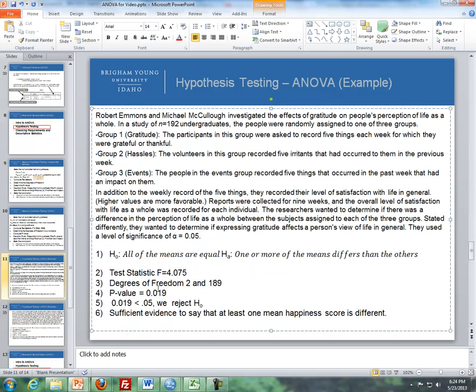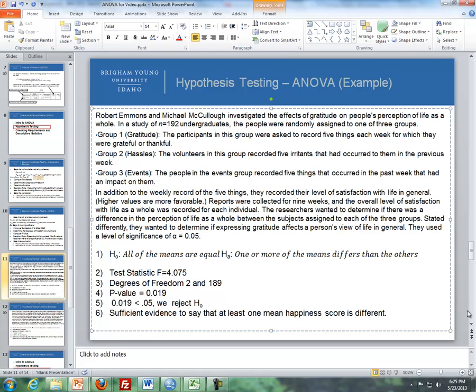What we do is compare the p-value to our level of significance, which is 0.05. Since this p-value, 0.019, is less than 0.05, we reject the null hypothesis. And then the last step, we say we have sufficient evidence to say that at least one mean happiness score is different. Or we can say we have sufficient evidence to say that one or more of the means differ from the others. Either way would be fine.